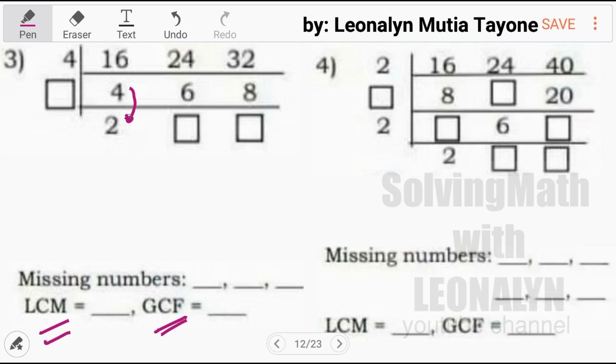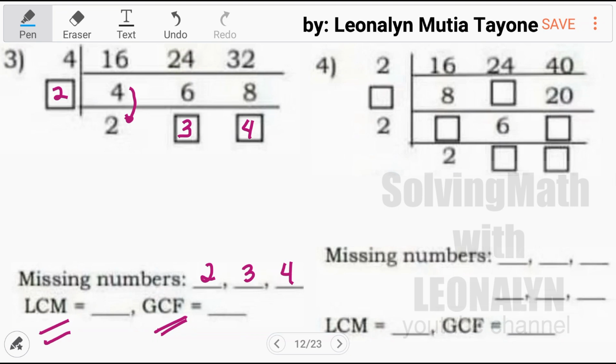Ang 4, paano naging 2? Ano kayang dinivide niyan? Obviously, 2. So, 6 divided by 2, and this is 3. 8 divided by 2, and that is 4. Kaya, ang missing numbers, 2, 3, 4.